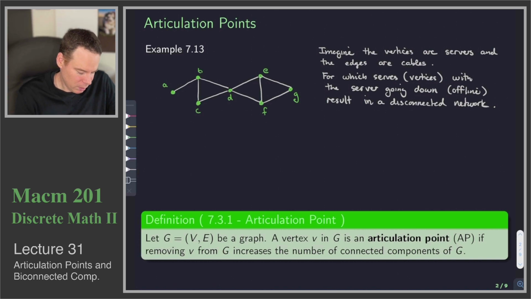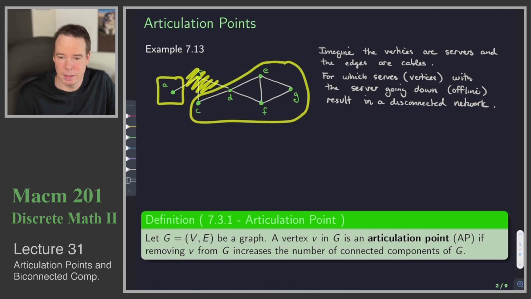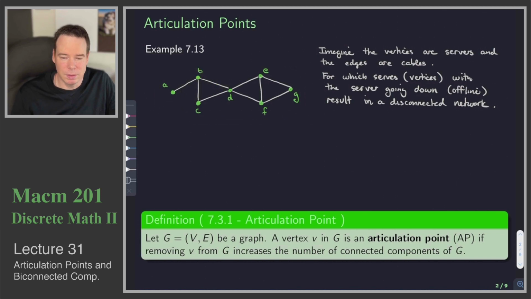So did you spot the other one in here? The other one is vertex B. If we remove vertex B, then what happens is vertex A is now no longer connected to the rest of the graph. And so removing B does disconnect our graph. So now with this new definition, articulation points, let's go ahead and write down what they are. We've already seen that D is one of those vertices, and so is B.